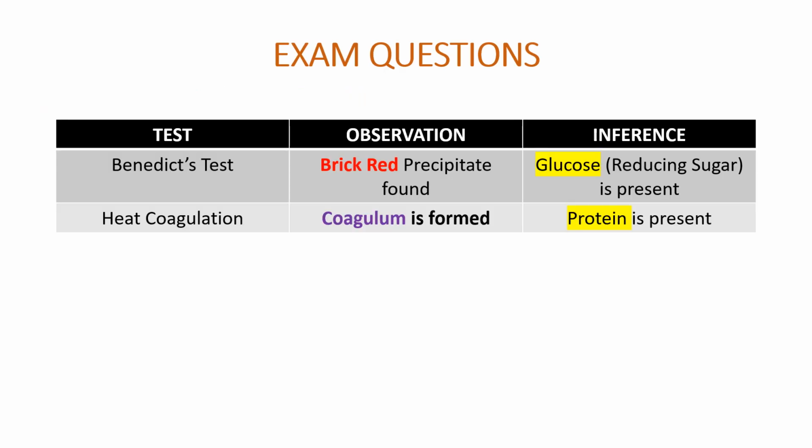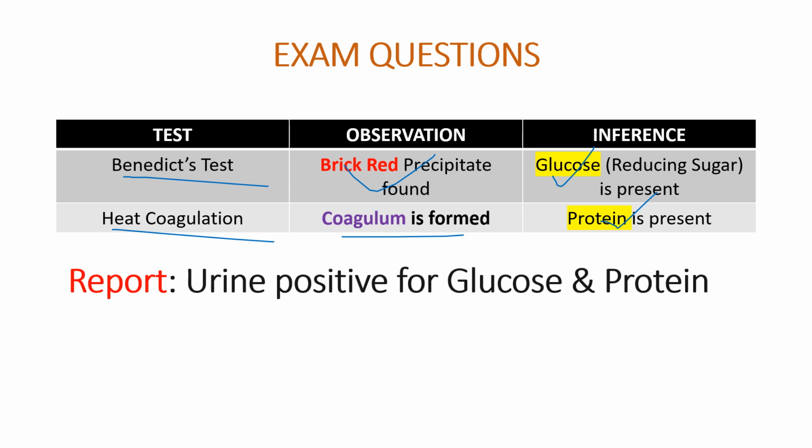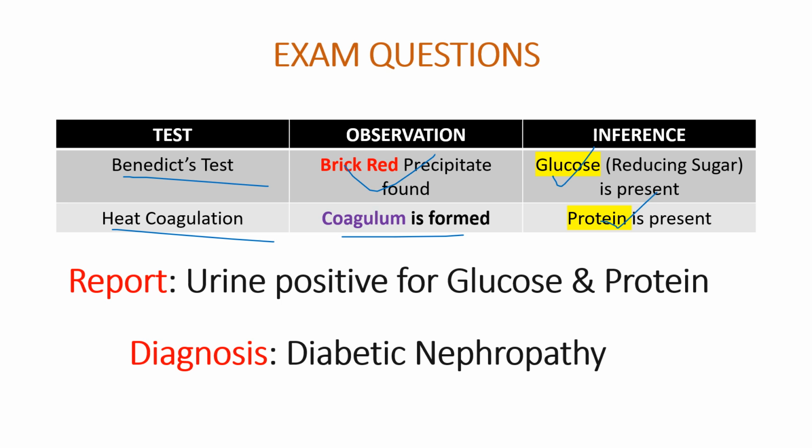So when we write in the exam, we write that Benedict's test is obviously positive, brick red, so glucose is present. Then we also write heat coagulation test, coagulum is formed and protein is present. So our report would be urine is positive for both glucose and protein. And as a result, my diagnosis based on the question would be diabetic nephropathy.